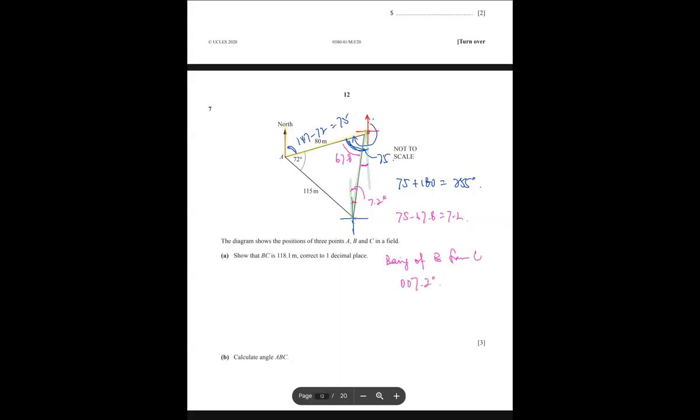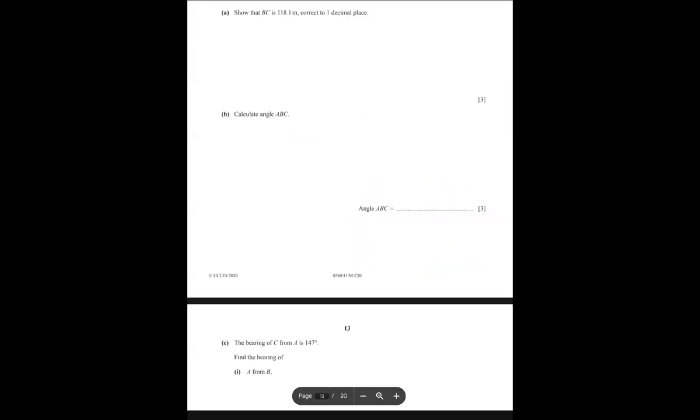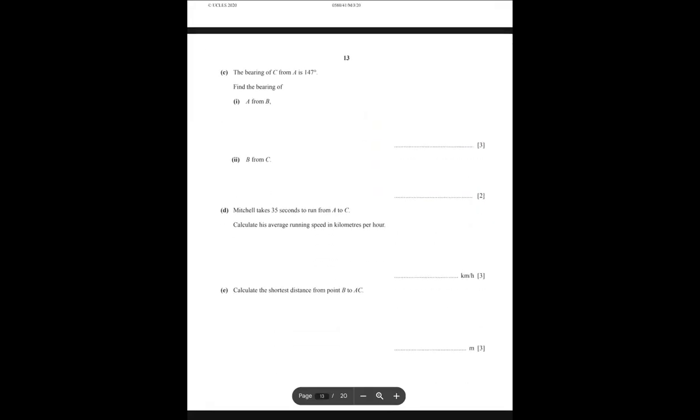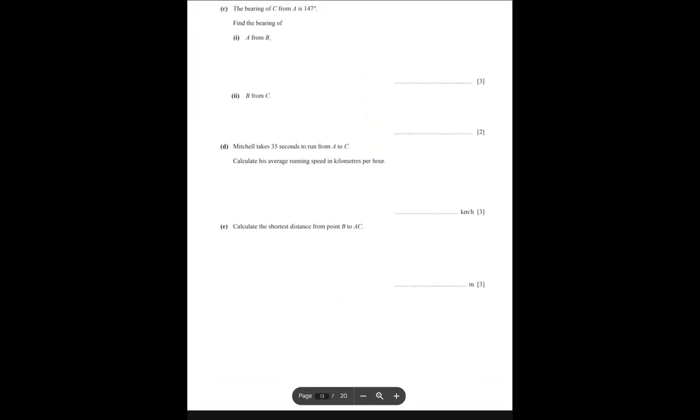007.2 degrees. Cambridge is very, very lenient. For whatever reason, you forget that bearing is a 3-digit system, you just write 7.2, you get full marks also. This is based on the mark scheme. Very, very generous. Yeah, Cambridge doesn't penalize students for these kind of small mistakes.